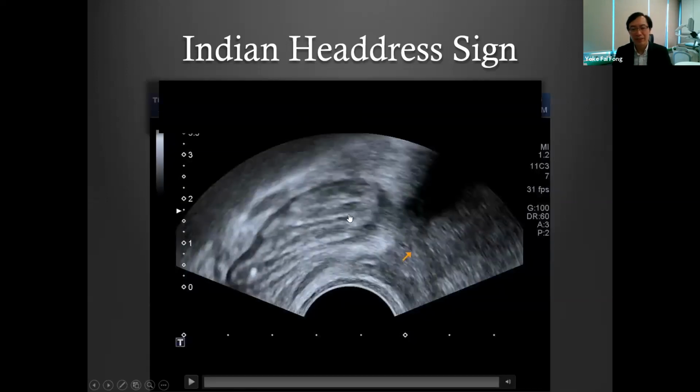Okay, so this is the scan I've done. Again, you can see here, this is the rectum over here. Just to orientate you, this is my vaginal probe over here. The front is over on this side here with the uterus. The back, the pouch of Douglas is over here. So this is the rectum I'm looking at. Okay, the rectum is stuck onto the back of the uterus, and this is the Indian headdress sign here. You can see the folds of the rectum.